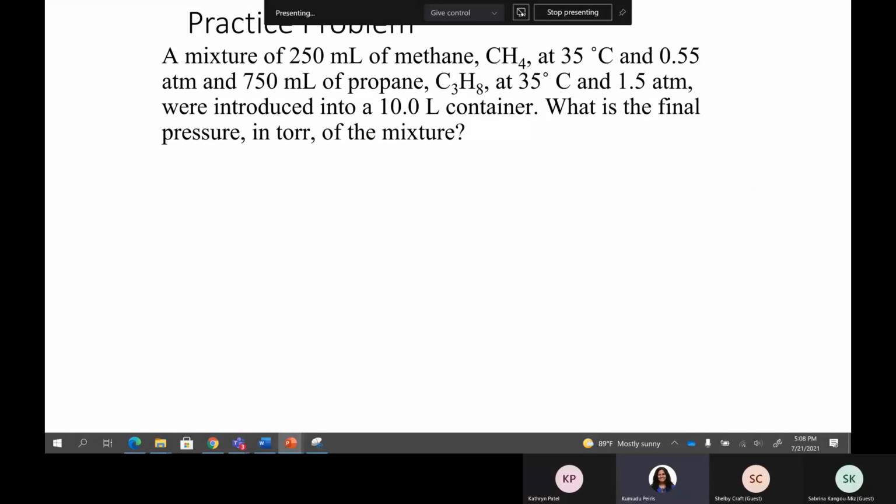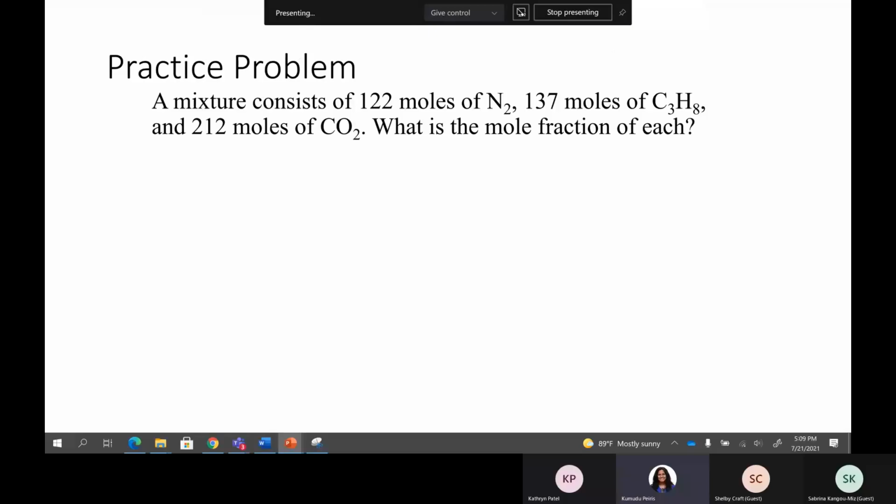Next one. A mixture of 250 ml methane. Again, this is the same thing you have done the last time. Again, you need to do it twice and find the total pressure. Okay, here is something that I am looking for.